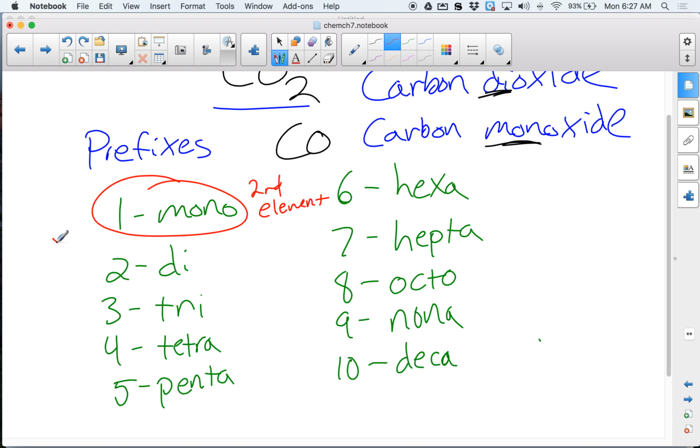So, for example, if we had something like this, we would still use the prefix on the first one here because there's more than one. So this would be trisulfur. And you notice here we don't change the first element to IDE. So it's trisulfur pentafluoride.